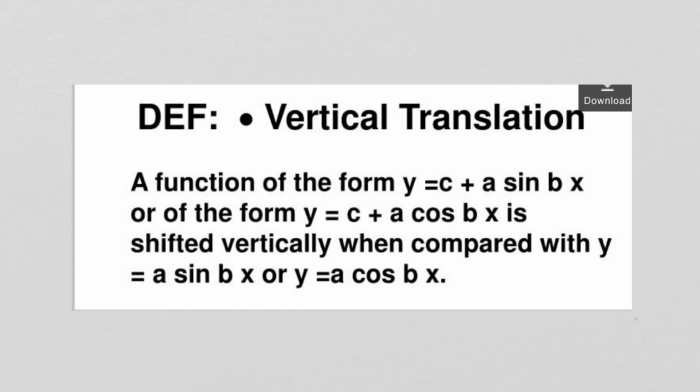Vertical translation. A function of the form y equals c plus a sine bx, or y equals c plus a cosine bx, is shifted vertically when compared with the graph of a sine x or a cosine x. So in y equals c plus a sine bx, that c is what raises that graph up. It could be a 5. If that c was 5, it would be raised up 5 on the graph.